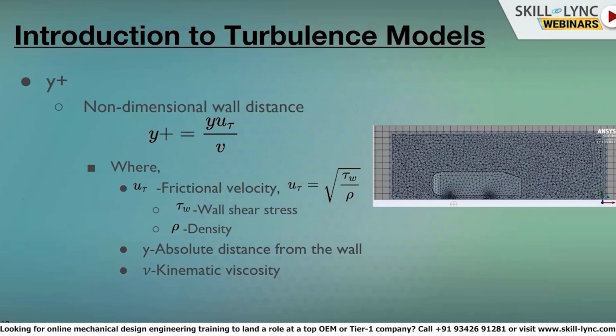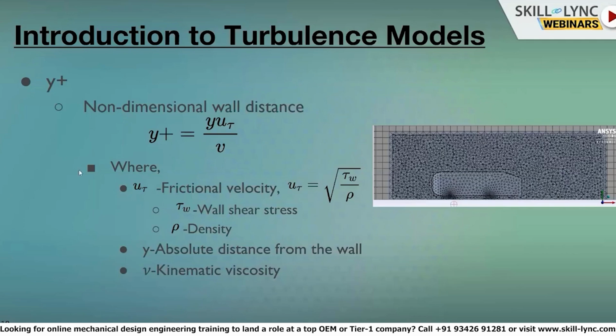So using the y plus, we will calculate the first layer of mesh, where it has to be placed in our problem. At what distance from the wall? Suppose you are using a K epsilon turbulence model, and we know that y plus should be between 30 and 300. So when we are doing meshing, we need to calculate our first layer height.